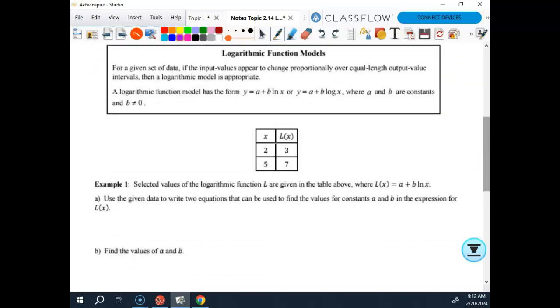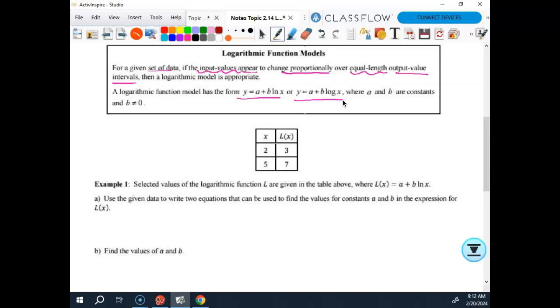So our function models. What we already know about logs and what we have looked at from data tables, right? For a given set of data, if the input values appear to change proportionally over equal length output value intervals, then it's logarithmic. Now remember, when we're working with real live data, it may not be exactly doubling every time, but if it's roughly doubling every time, then that's the model that we would go with. Okay, so a logarithmic function model is in this form here, where it could be a natural log or a common log, where a and b are constants. B can't be 0 because then it wouldn't have a log in it. Okay, we good with that?